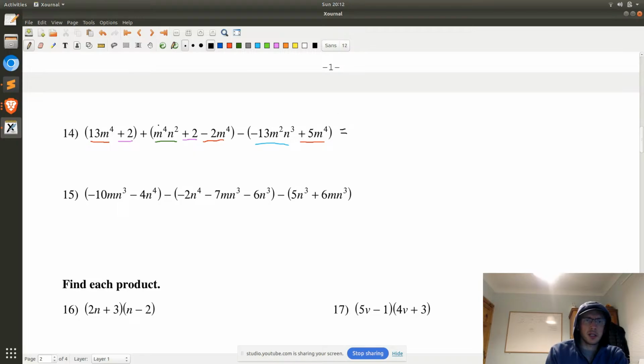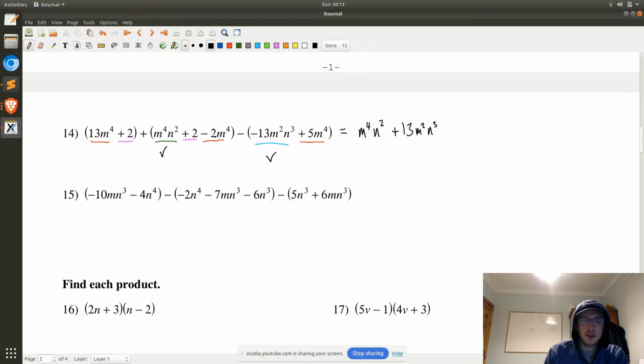What's the degree of each term? Add up the powers of all the variables. So this is of degree 6. Okay, so m to the 4 n squared is first. Then this term here being of degree 5 will be next. So plus 13m squared n cubed is next.